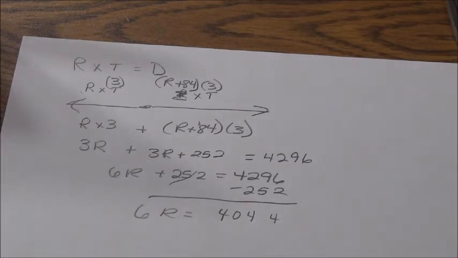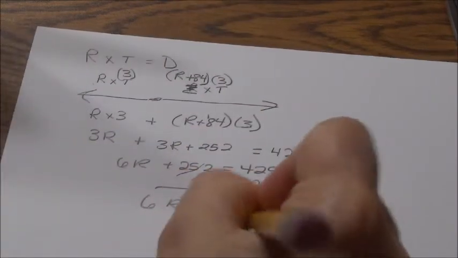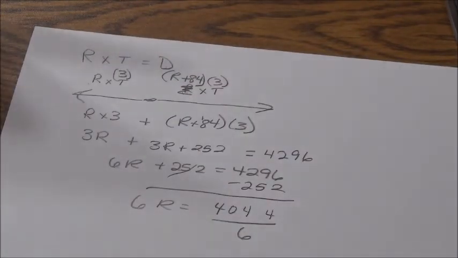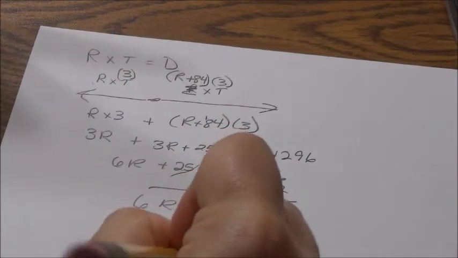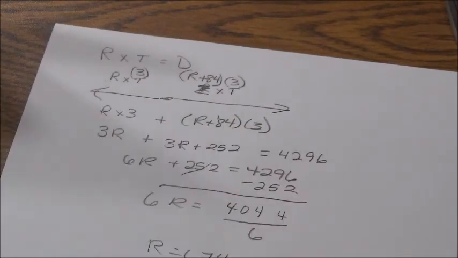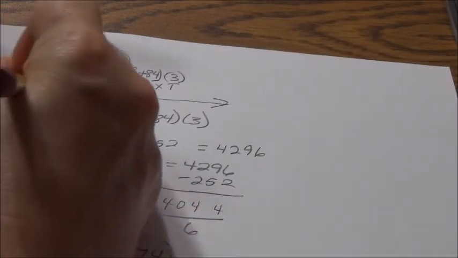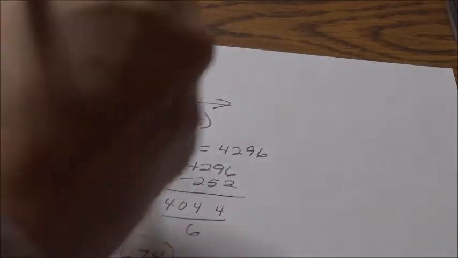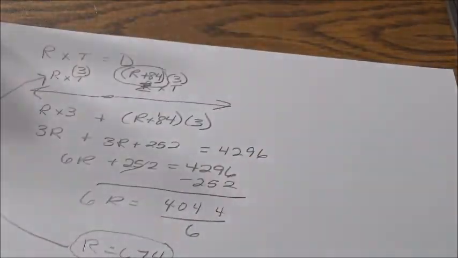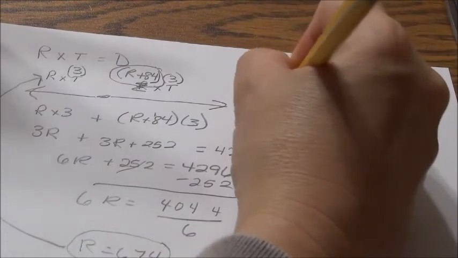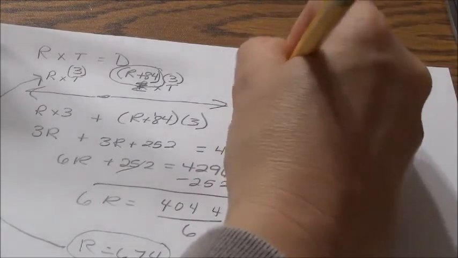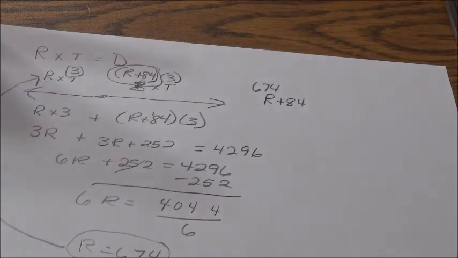And I'm going to grab my calculator here. I'm going to divide my 4,044 by 6, and so R equals 674. Now, this is the rate of one of my jets. That's the first one. The rate of the other one is the R plus 84, so I would have to do R plus 84, 674 plus 84 then.